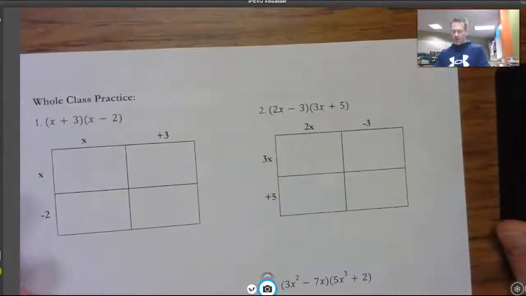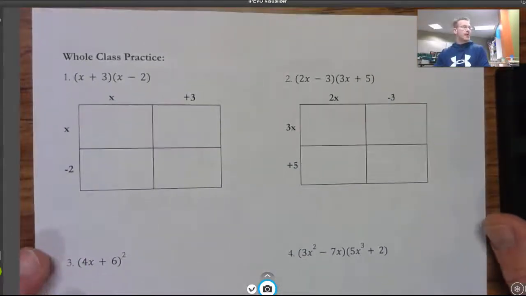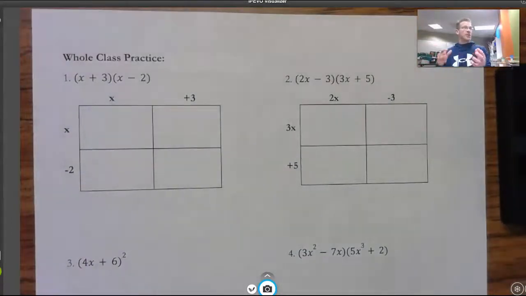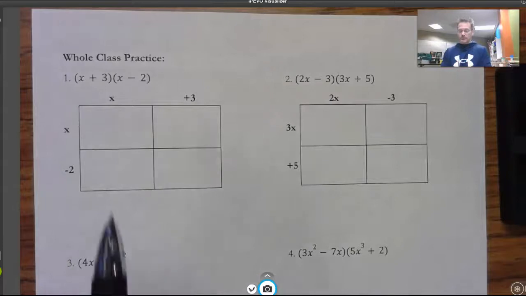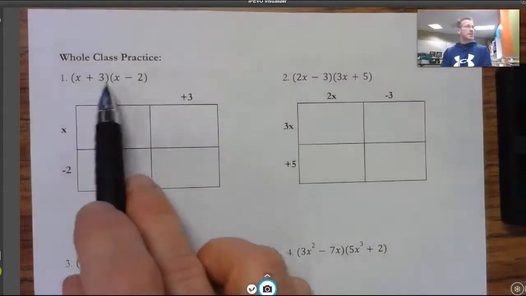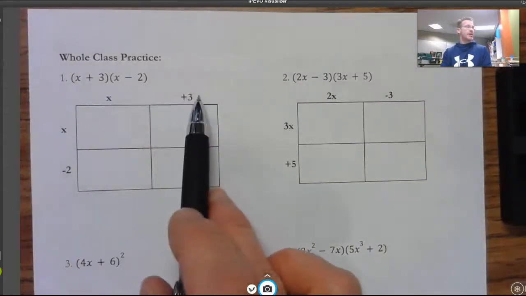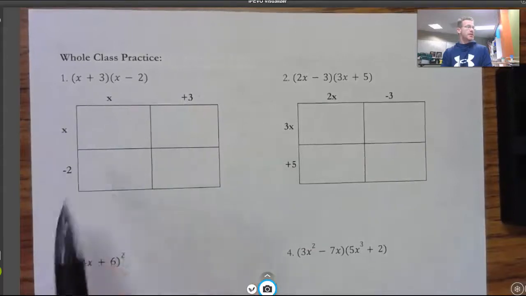So let's flip the page here. I'm going to do the first couple here with the area model, just so you can see that. And then I'll do a couple more with the distribution model, like I did the first time. Okay, so now, if we're going to do x plus 3 times x minus 2, that would be x plus 3 times x minus 2.